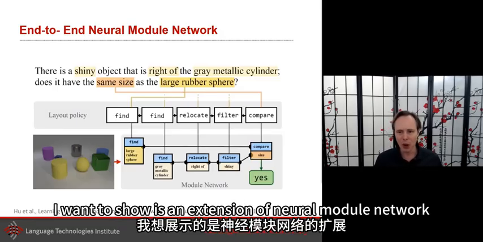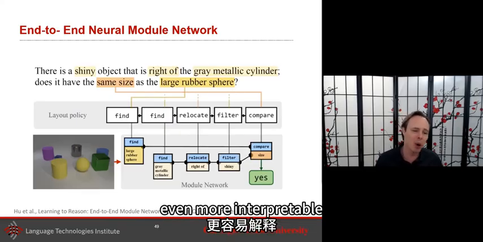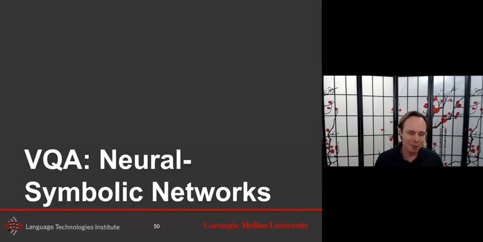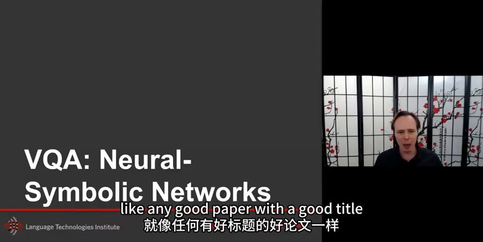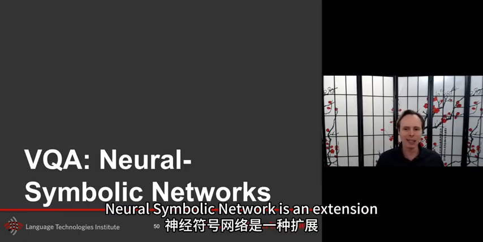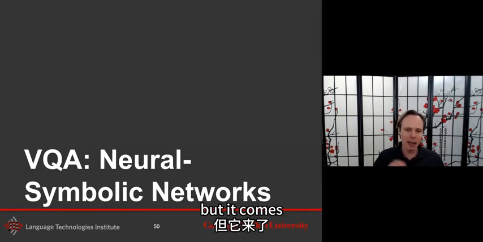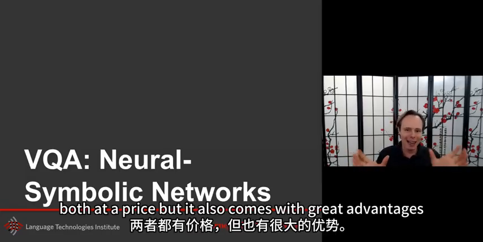One thing I want to show is an extension of the neural module network, which goes beyond that to try to make it even more interpretable. And like any good paper, it comes with a good title: neural symbolic network. The neural symbolic network is an extension of the neural module network, but it comes both at a price, and it also comes with great advantages.